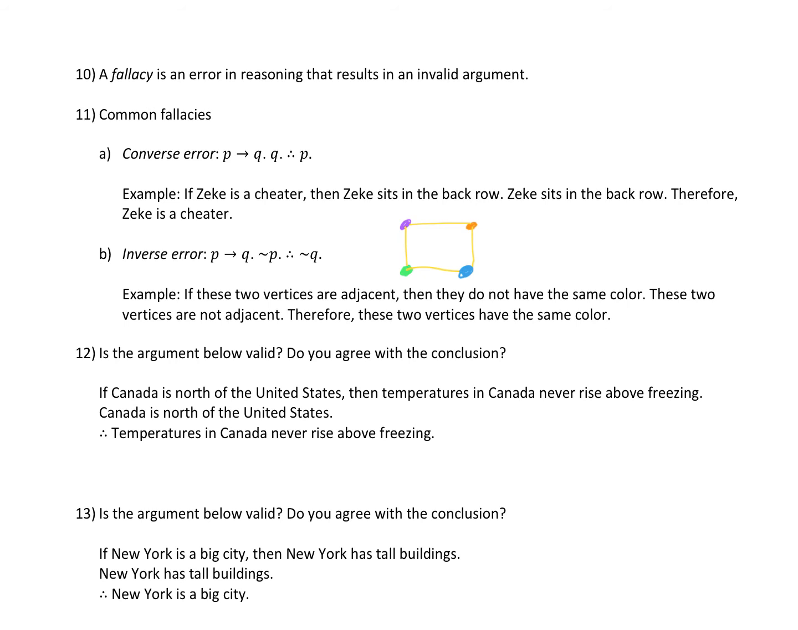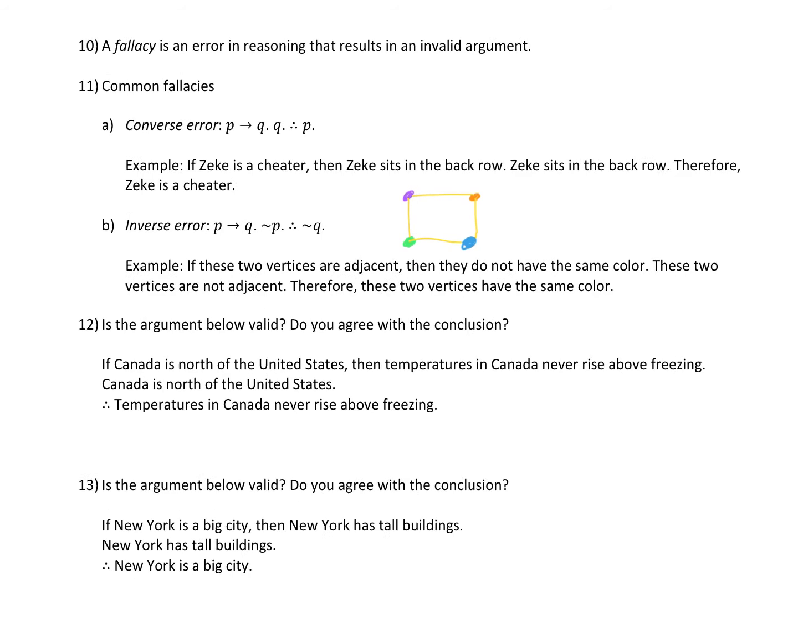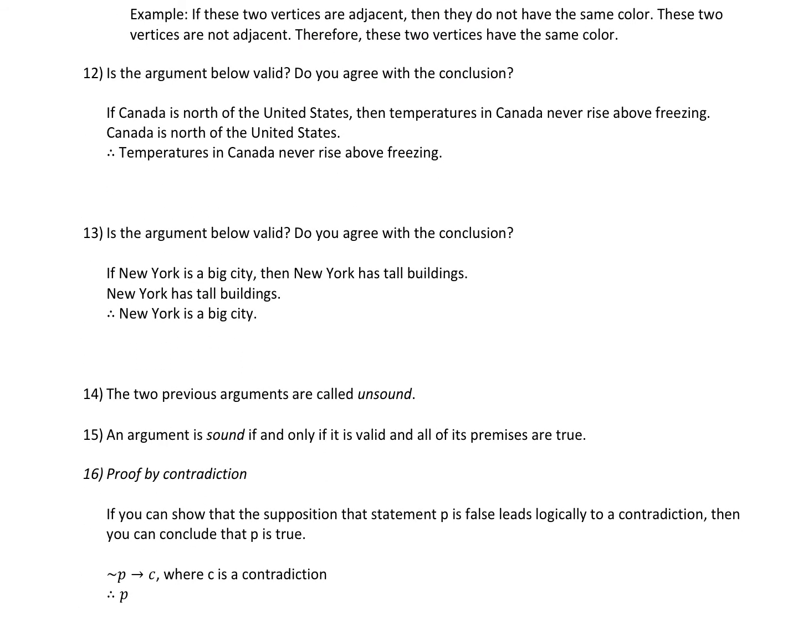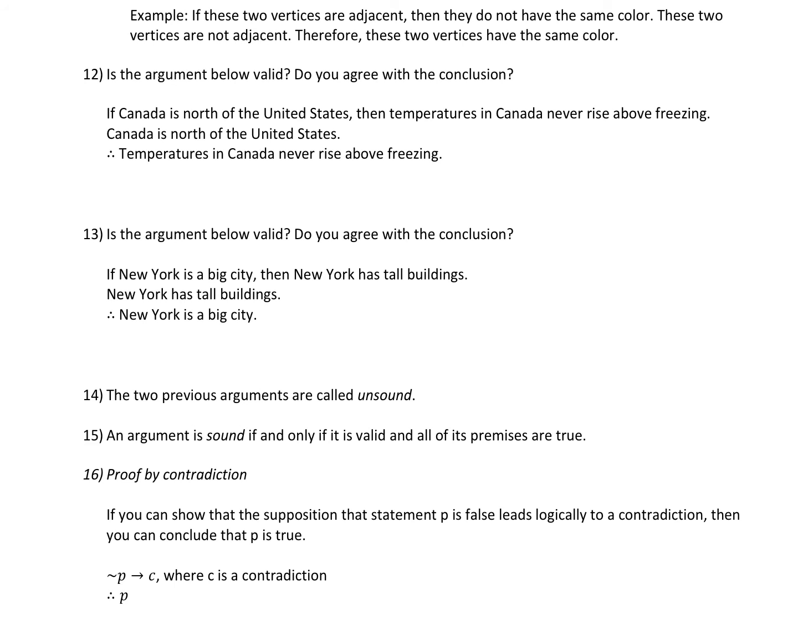Okay, so there is sometimes confusion between a valid argument and a sound argument. So those are two different things. So we're going to look at these two arguments, and we're going to decide whether or not they're valid, which we know enough to be able to do, and then do we agree with the conclusion? Okay. So if Canada is north of the United States, then temperatures in Canada never rise above freezing. Canada is north of the United States, therefore temperatures in Canada never rise above freezing.